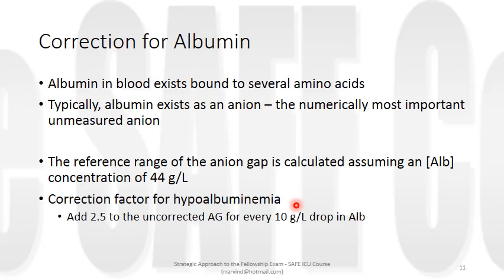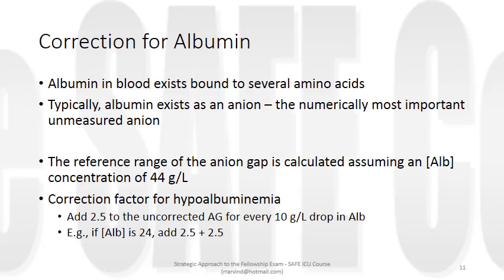I repeat, for every drop of albumin by 10, you have to add 2.5 to the anion gap. For example, if the albumin is 24, it's dropped by 10 and 10, so it's dropped by 20, you have to add 2.5 plus 2.5. So whatever anion gap you get, the uncorrected anion gap, you add another 5 to it, and that is the true anion gap for the patient. That corrected anion gap is the one that you have to use for your analysis.